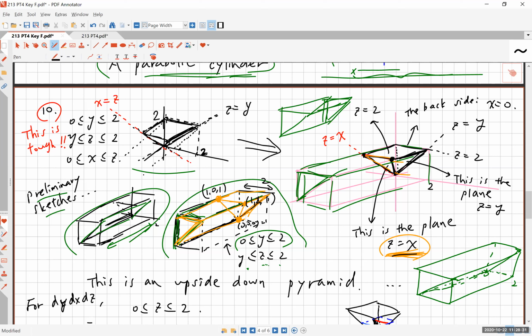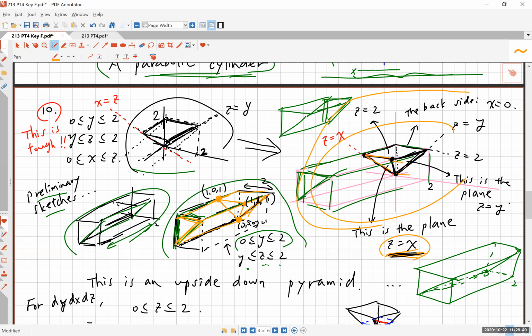This point is (1, 2, 1). And this point is the origin. And so that would be the cross section of this prism and this plane. So the answer to this question is actually something like this, or maybe it's better seen over here.